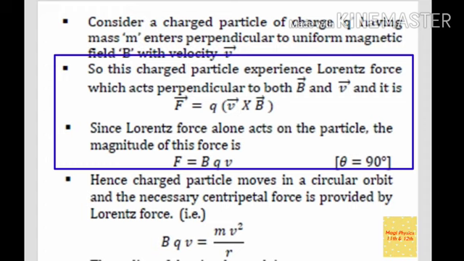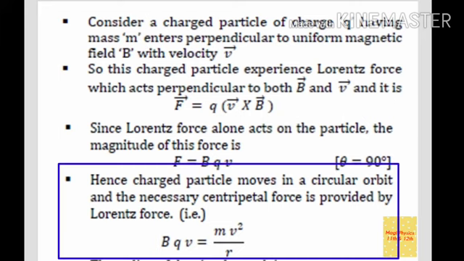The magnitude form of this equation can be written as F is equal to BqV sin theta, because the bracket term is a cross product, so it can be replaced by sin theta. So it will become BqV sin theta. Since the Lorentz force is perpendicular to the field, here theta becomes 90 degrees, sin 90 will become 1, so that the equation will become F is equal to BqV.